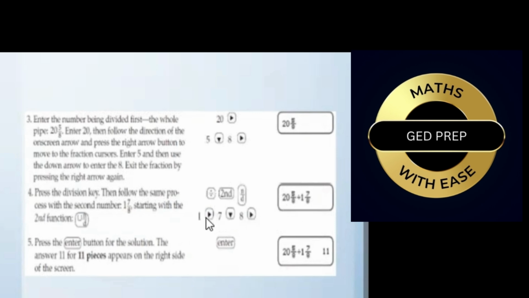Okay, and then press the right arrow, enter 7, your numerator, press the down arrow, enter 8, your denominator, and then press the right arrow to move out of the fraction so that you don't accidentally press another key. Okay. Once you've done that, press enter, and you would get your answer. 20 and 5/8 divided by 1 and 7/8 is 11.